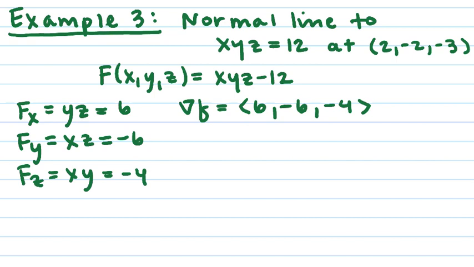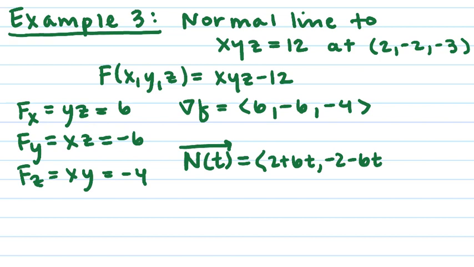But, you know, anyway, so the normal line is going to be the vector 2 plus 6t, negative 2 minus 6t, and negative 3 minus 4t.